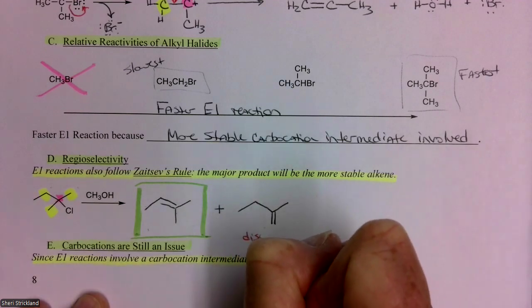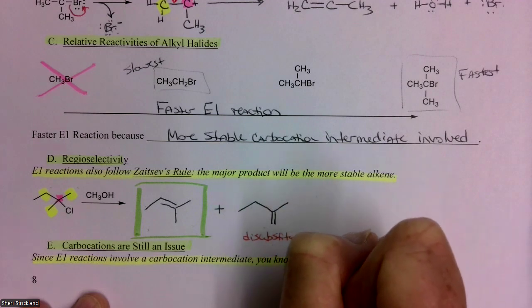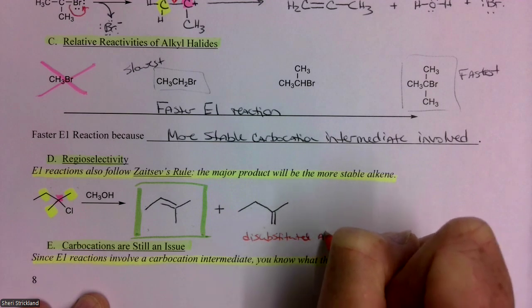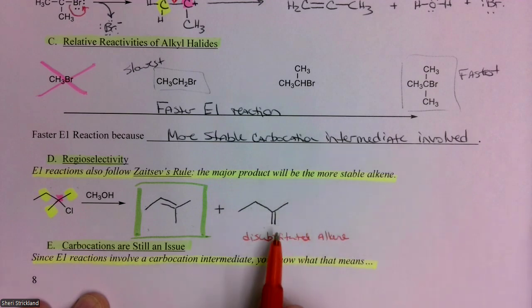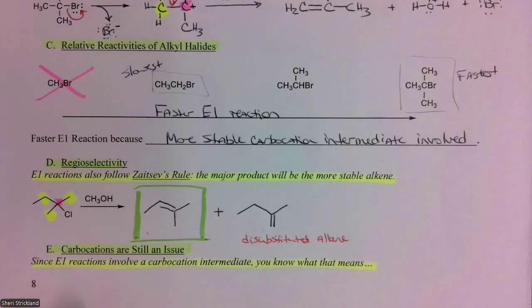No E or Z stereoisomers with either one. This one because there are two hydrogens attached to that vinylic carbon, and this one because there are two methyl groups attached to this vinylic carbon. All right, so that is the story on E1 reactions. If you have any questions, please send them to me.